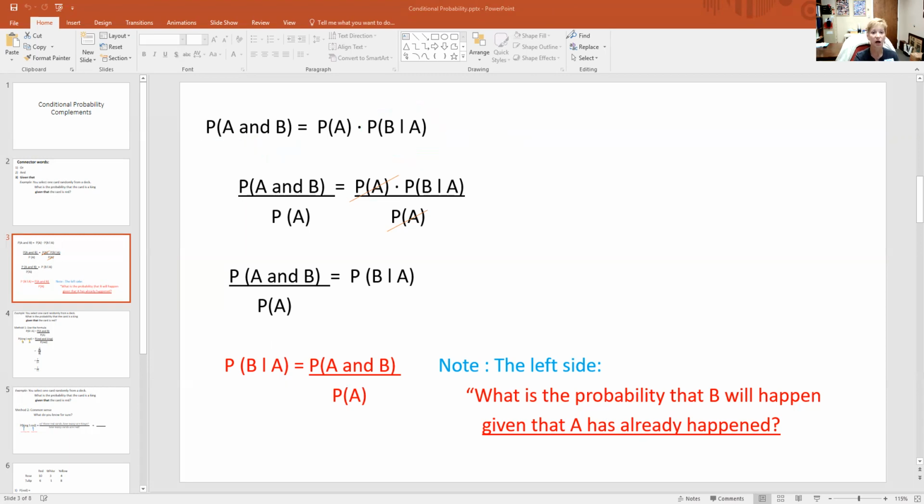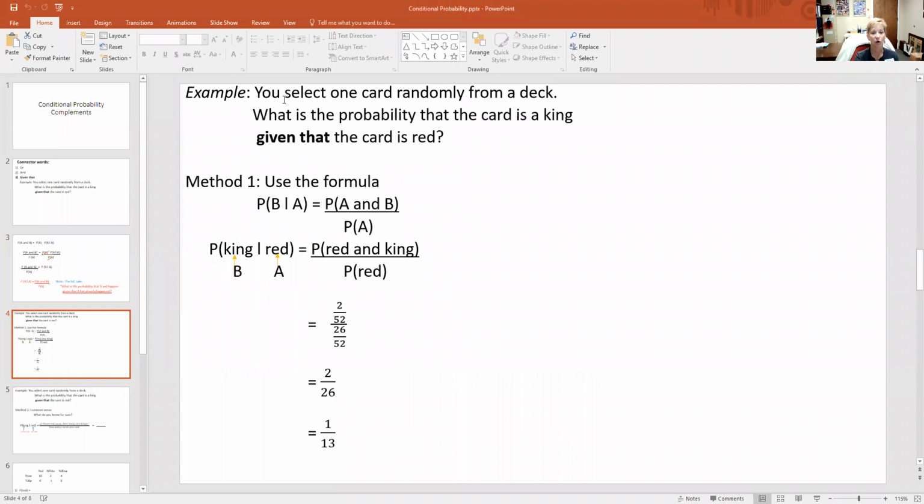Okay. So I'm going to show you two ways to work the problem. Method one is using this formula, and method two is just common sense. Okay. So let's use the formula on that same problem. You select one card from the deck. What's the probability that the card is a king given that the card is red? Now that bar is read as "given that." So what's the probability that you get a king given that, that's the bar, that you're guaranteed the card is red? Do you understand that A is always what's to the right of the bar and B is always what's in front of the bar?